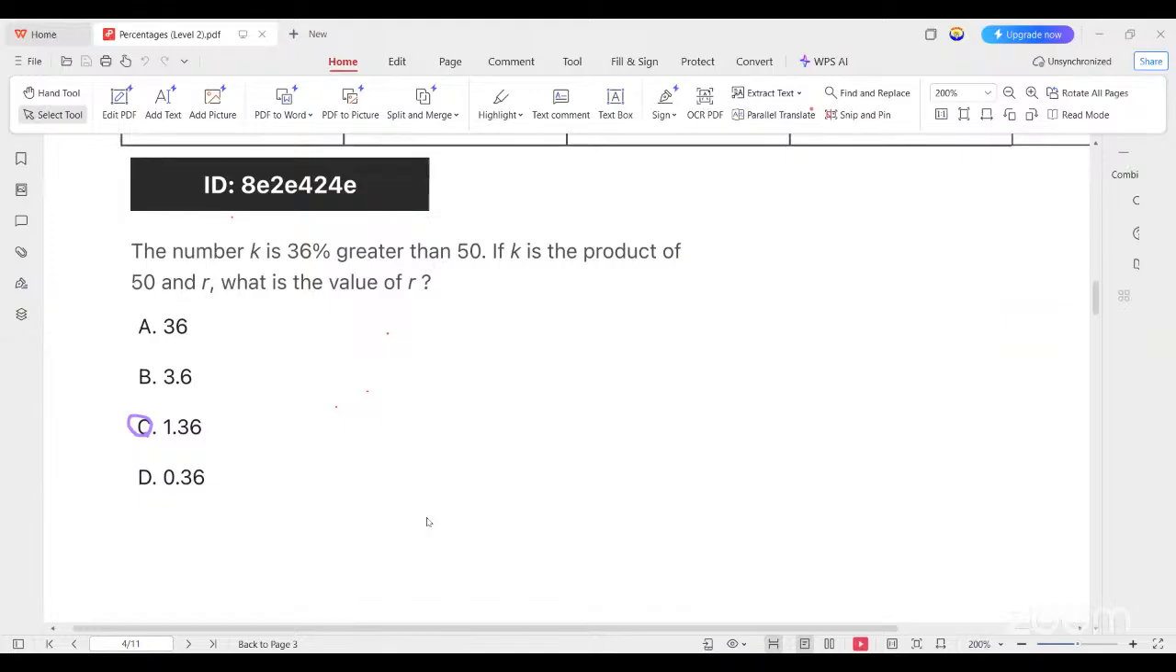Yeah, Haley, just explain how you got the answer. Normally you would do 50 times 0.36 and then add it. So this is just like doing that.